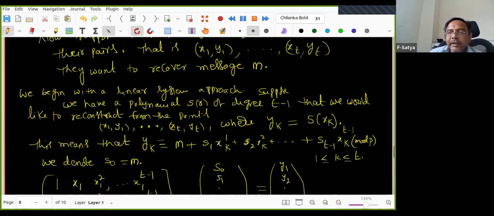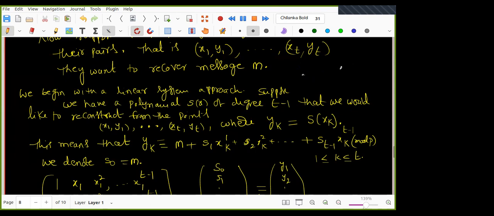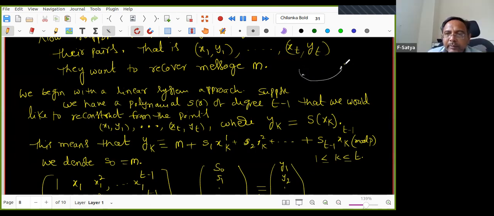For example, if I give 2 points, how many lines can I draw passing through them? Means a linear equation, how many linear equations will be there? Only one. Whereas for quadratic equations, many will come. So quadratic equations are many. So to find a degree two polynomial, I need 3 points. 2 points are not sufficient. But for a degree one polynomial, 2 points are sufficient. Like that. Now for degree t minus 1, I have t points.